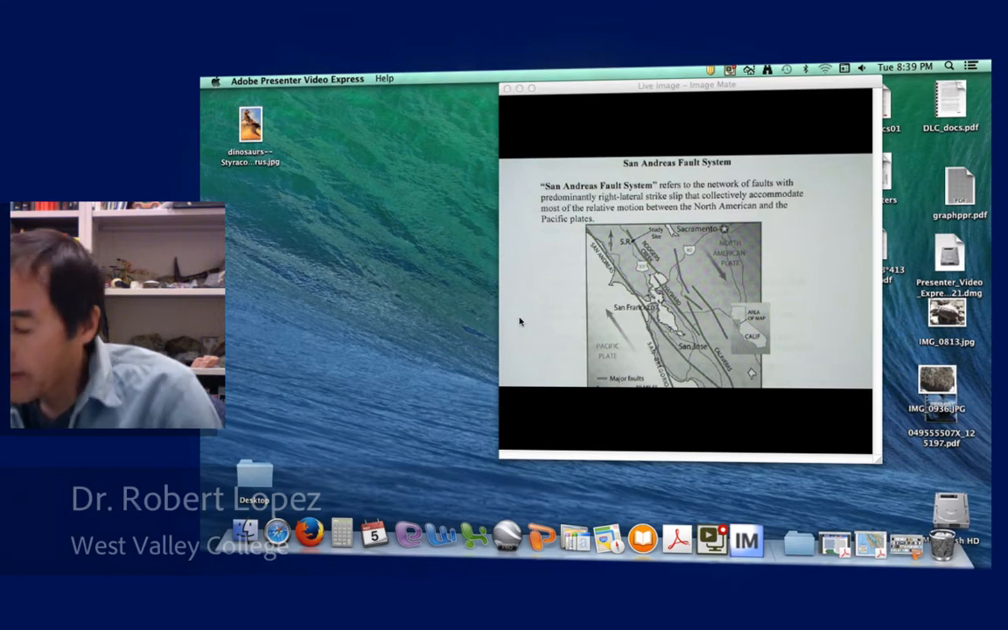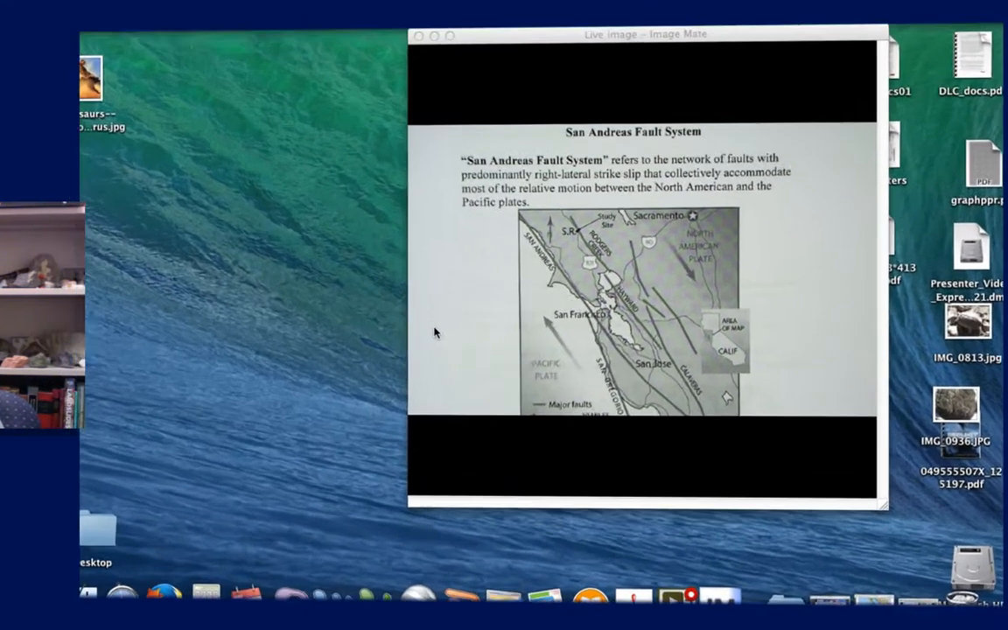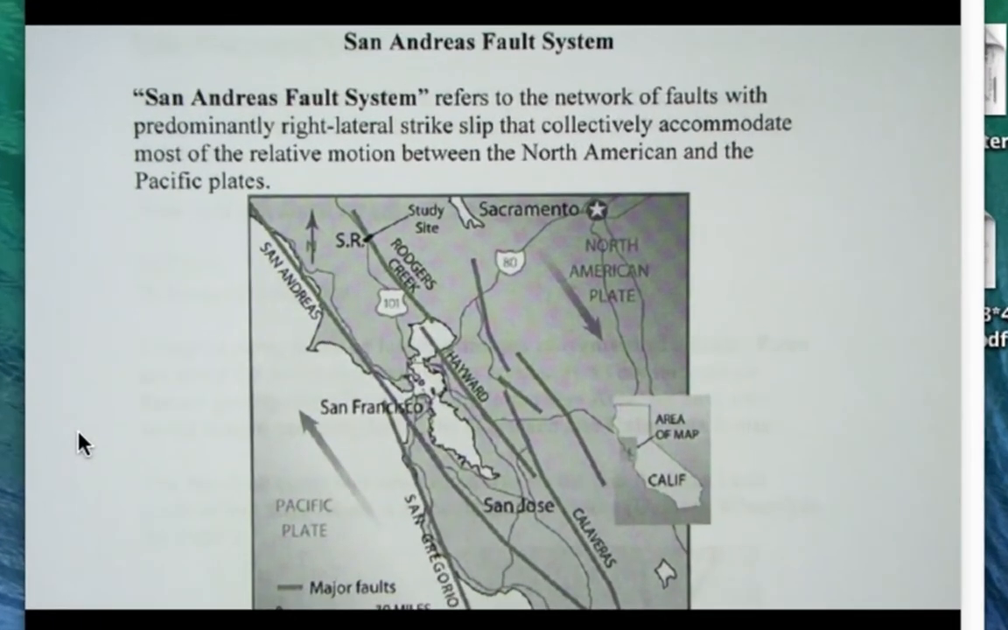Today I want to talk about the San Andreas Fault System. This system refers to a network of faults with predominantly right lateral strike slip that really accommodate the motion between the North American and Pacific plates. And in the Bay Area, there's a series of faults I want you to know about.